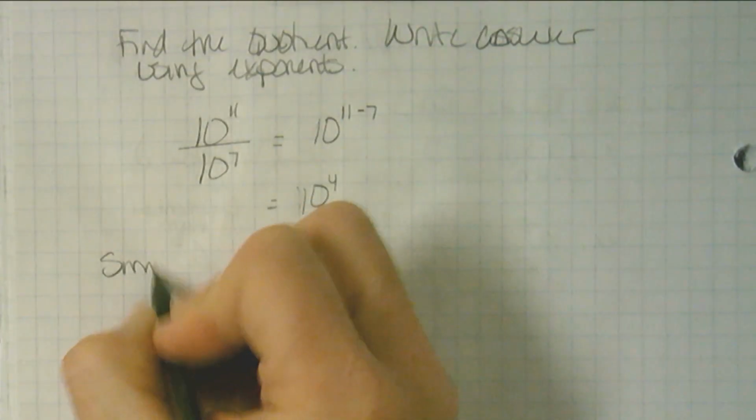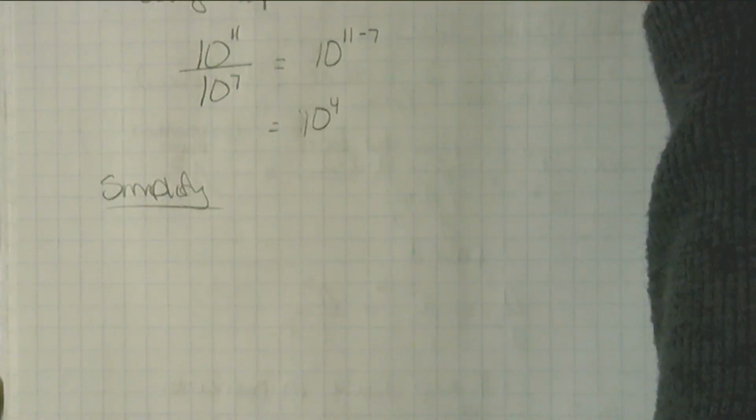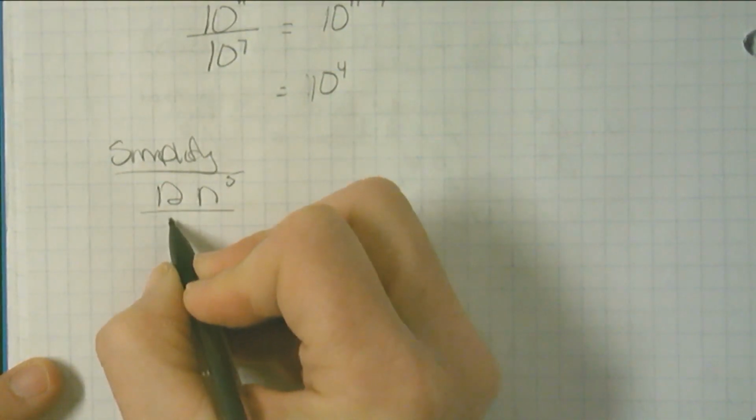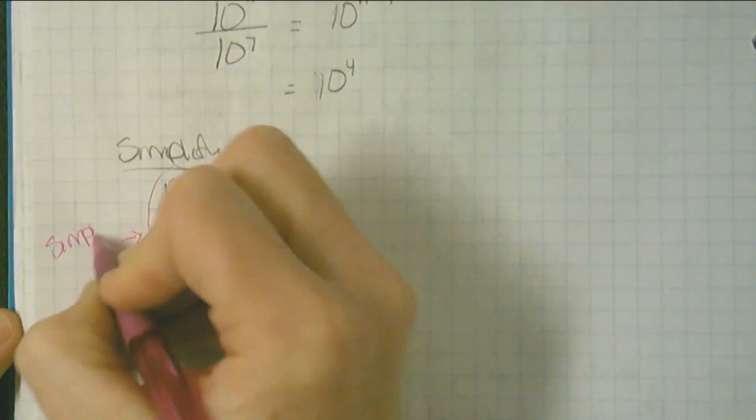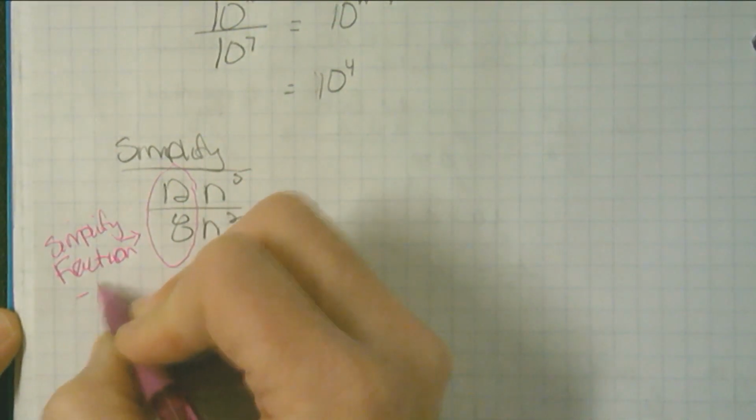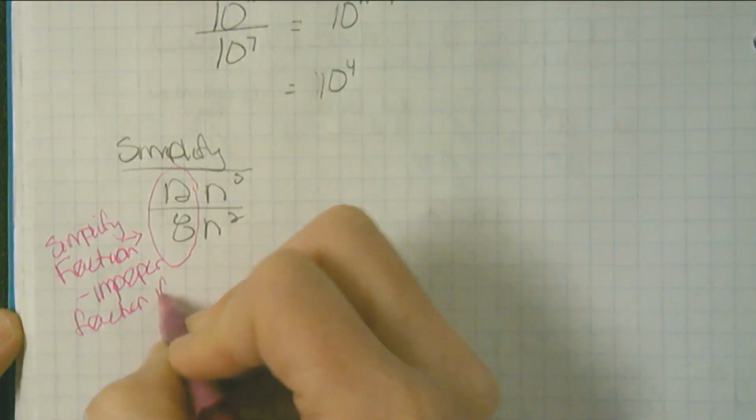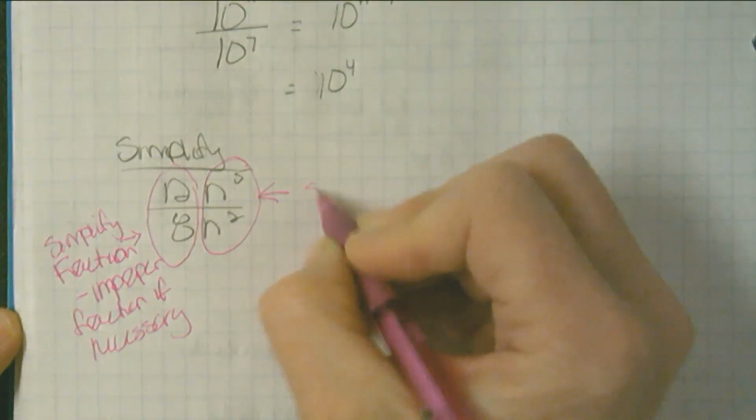I want you to simplify. So let's do 12n to the 5th divided by 8n squared. All right, this one's different because now we have numbers in there. So you're going to simplify the fraction, improper fraction if necessary, and then you're going to simplify the variables.